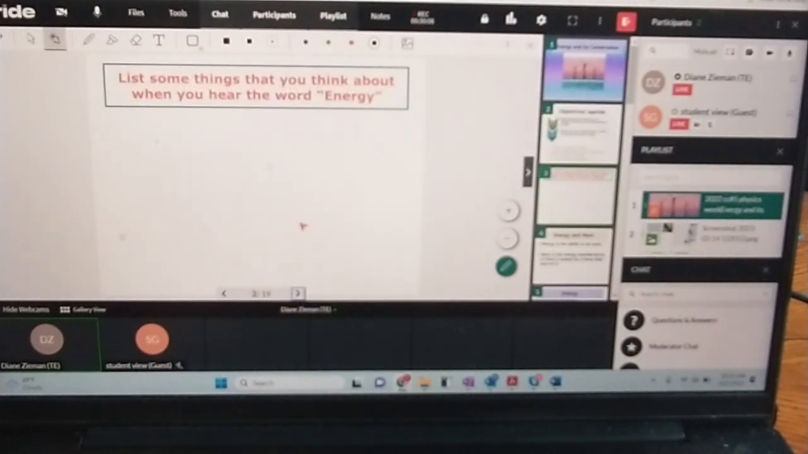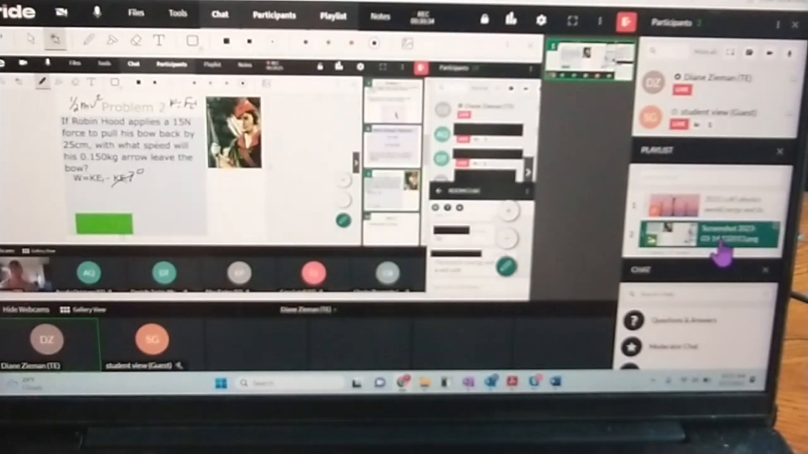Now, I can also allow students to use the whiteboard. So as I have also a student logged in, the student view, they can use the whiteboard tools and they too can write on the board. And it will appear, and all students can collaborate on this question: what are some things you think about when you think of energy? Now, I always joke that I talk about coffee because that gives me my energy, but that's another story. Now, they can also work on questions on the board.